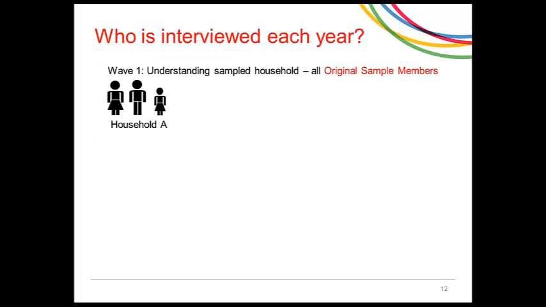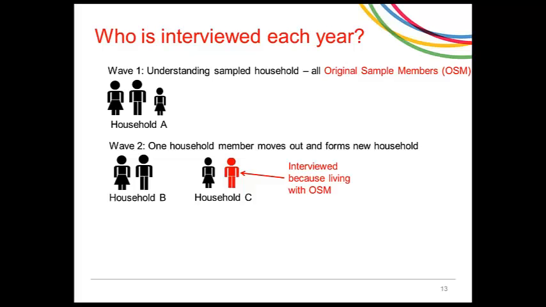In wave 1, we sampled a household with a mother, father and a daughter. Think of them as being part of our main sample. These are the people whose lives we want to understand. So they are called the original sample members. In the next wave, the daughter moves out of her parents' household and moves into a new household with her partner. Now the parents and the daughter will still be interviewed as they are original sample members, and we want to know about their lives.